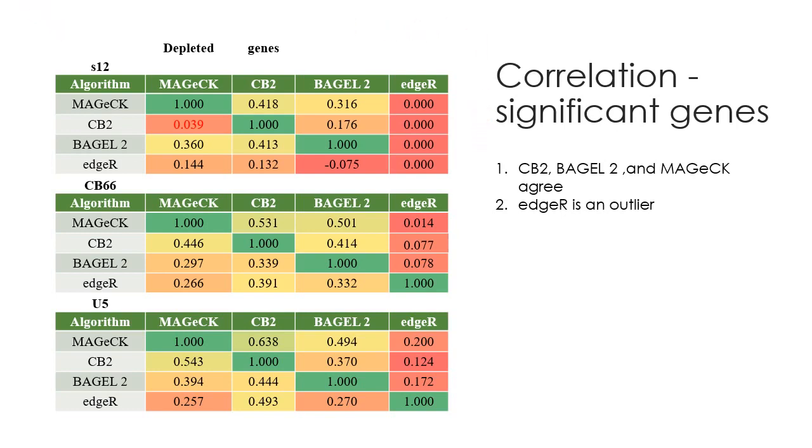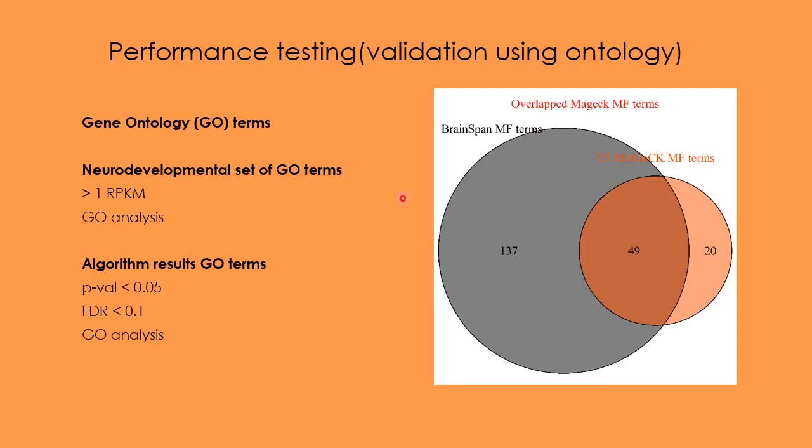So to conclude, cross-validation and rank correlation shows that there is more agreement between MAGeCK and BAGEL than any other set of algorithms. To understand the validity of each algorithm's results, I compared gene ontology terms obtained from GO analysis of results from each algorithm with a reference set of GO terms. This reference set is generated from analysis of expression data, BrainSpan Atlas for developing and adult brain, and represents the processes regulating neurodevelopment. This is the comparison between U5 MAGeCK molecular function terms obtained from enriched and depleted genes and reference set of molecular function GO terms.